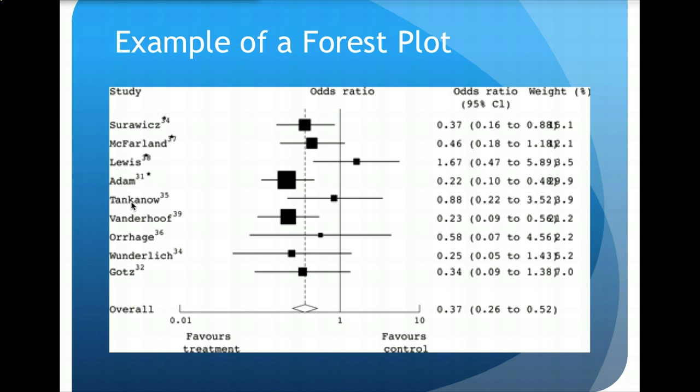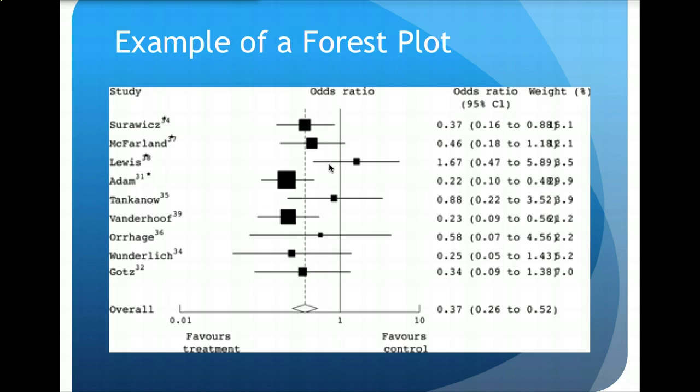And these are the first authors of the primary studies included, so the main studies. These black squares that you see represent the odds ratio of each individual study, and the horizontal lines represent the 95% confidence intervals.